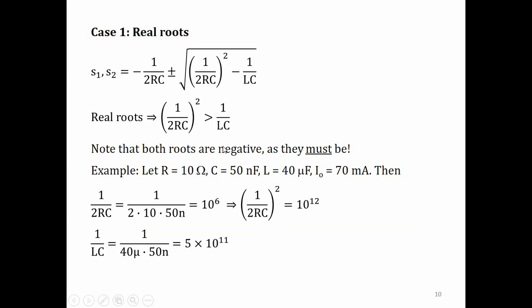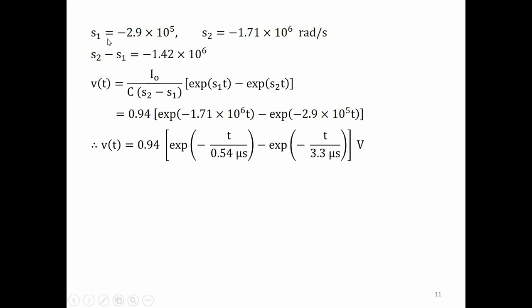Now let's do a numerical example just to go through this process. So let us say the values of R, C and L and I0 are given to us. Then we find each of these terms. So 1 by 2 RC. I'm just going through this, you please do this yourself. So if you calculate 1 by 2 RC, you will get 10 raised to 6. So 1 by 2 RC, the whole squared is 10 raised to 12. That is under the square root. 1 by LC turns out to be 5 times 10 raised to 11. So that is less than 10 raised to 12. So the square root is positive. And then we put all of this together and find S1 and S2.